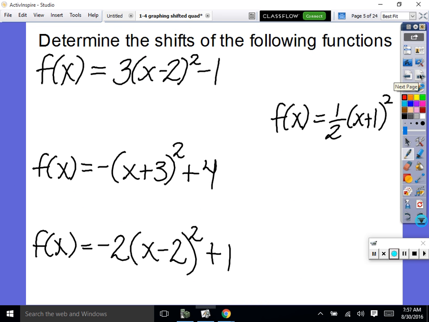Okay, so let's determine the shifts on all of these. This is going to be on your test. I saw the test yesterday, and I helped write it. Here we go. So determine the shifts of the following functions.